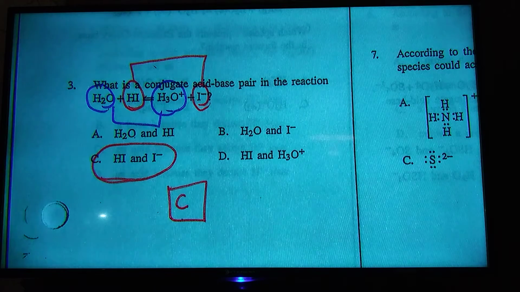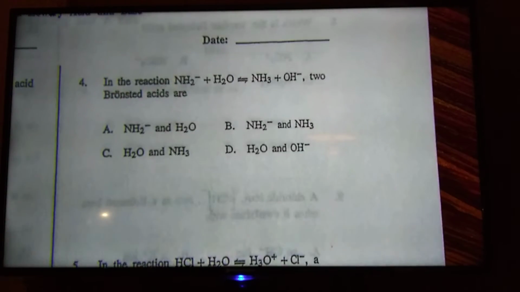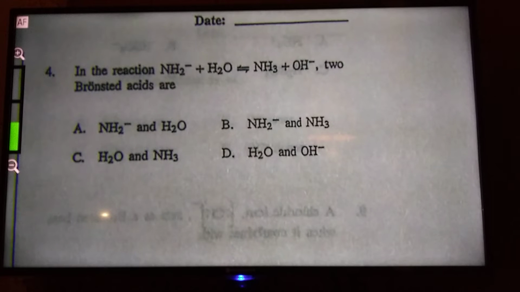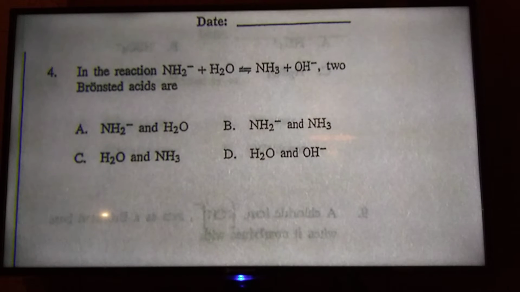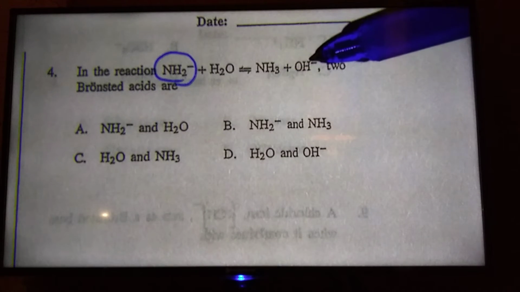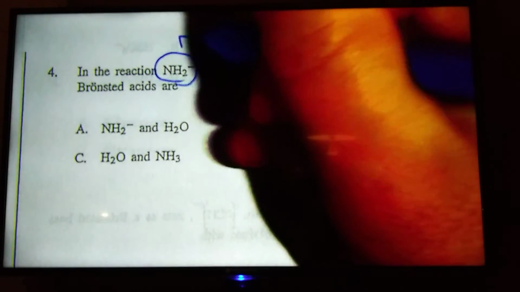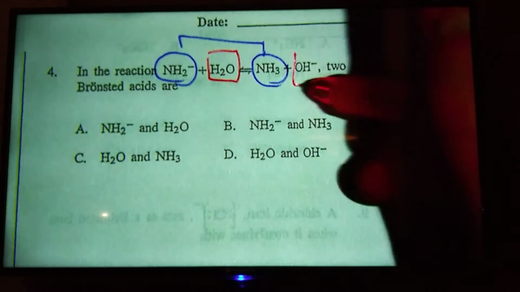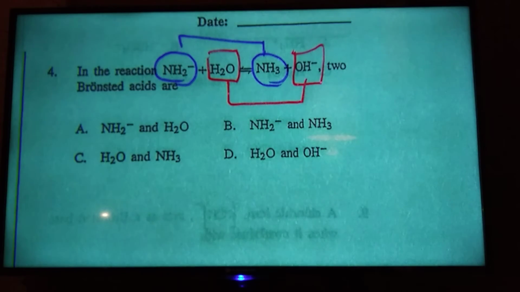And let's go through one more. Number 4. In the reaction, NH2 minus plus H2O yields at equilibrium NH3 plus OH minus. Two Bronsted acids are what? So again, the first step is figure out which two are most similar from the reactant to product side. So here we go. Let's match them on up. NH2 is most similar to what in the product side? NH3. So those two are paired up together. The H2O is most similar to the OH. Those two are paired up together.